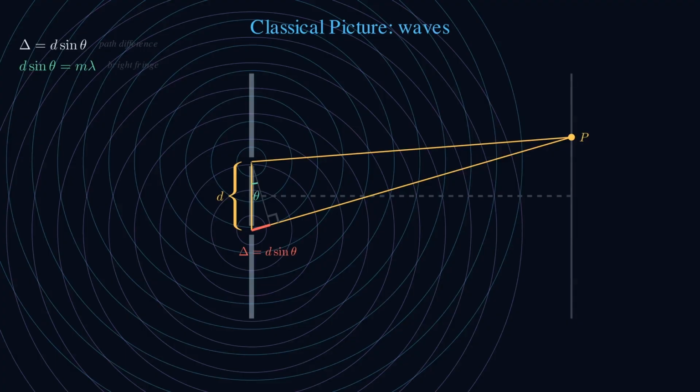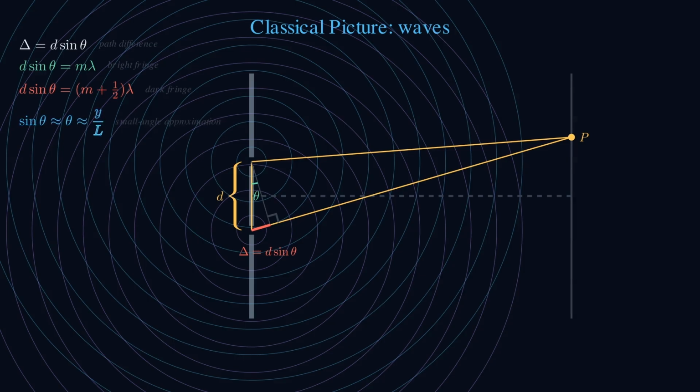Constructive interference happens when delta is a whole number of wavelengths. D sine theta equals m lambda. That gives a bright fringe. Destructive interference happens when delta is half a wavelength off. D sine theta equals m plus a half, times lambda. That gives a dark fringe.